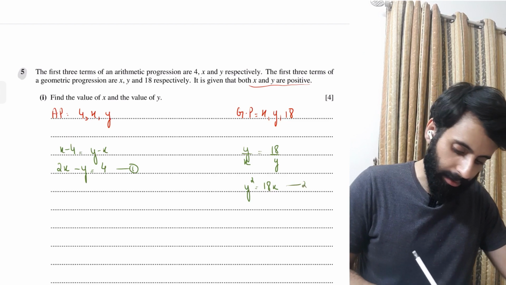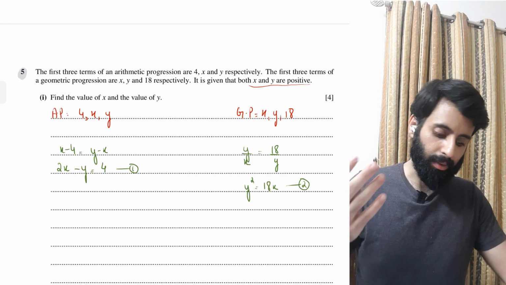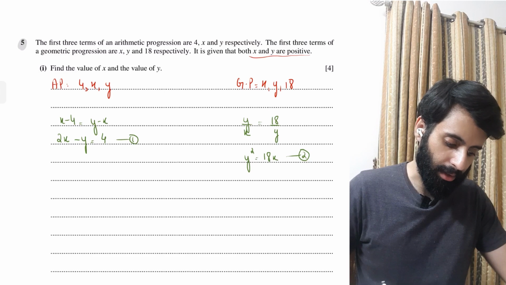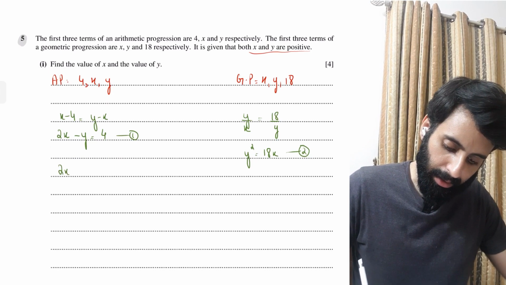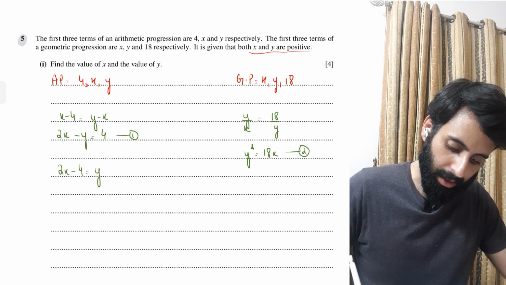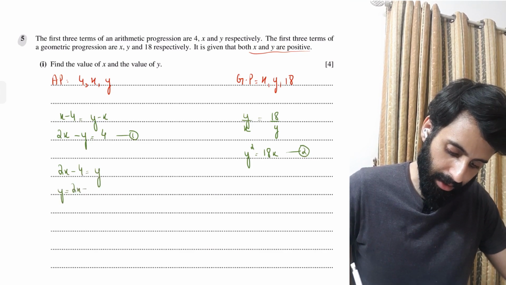So now that I have two equations, I'm going to use these two equations and find out the value of x and then the value of y eventually. So what can I do? Let's make y the subject. That's what I would suggest. 2x minus 4 is equal to y. Let's write this nicely. y is equal to 2x minus 4.